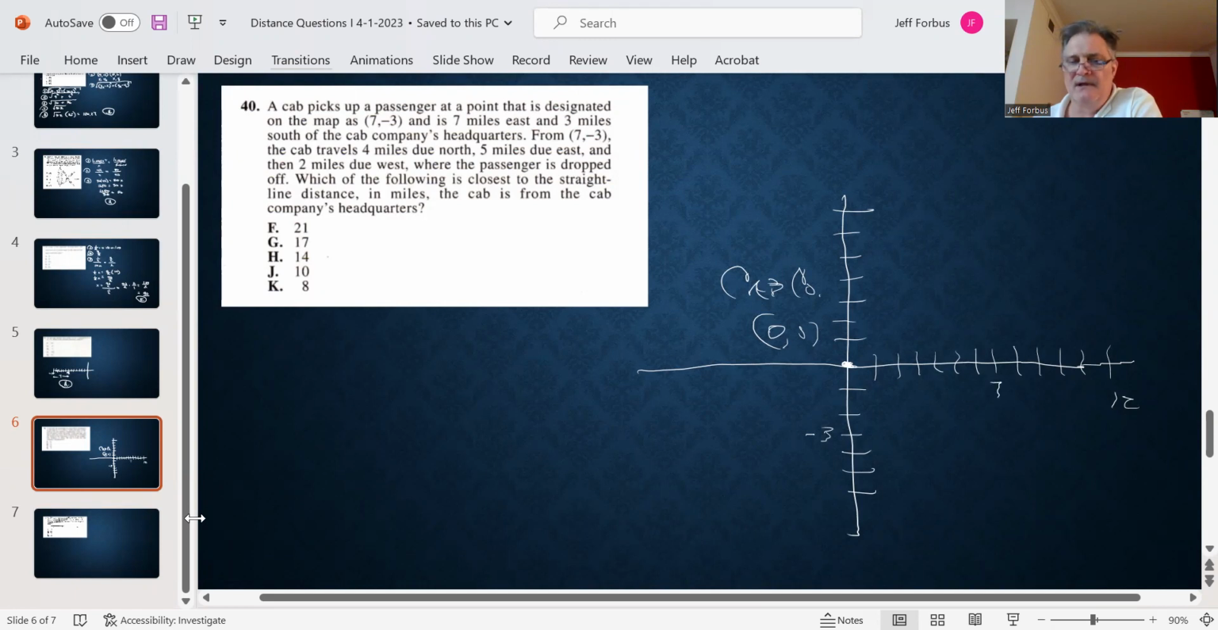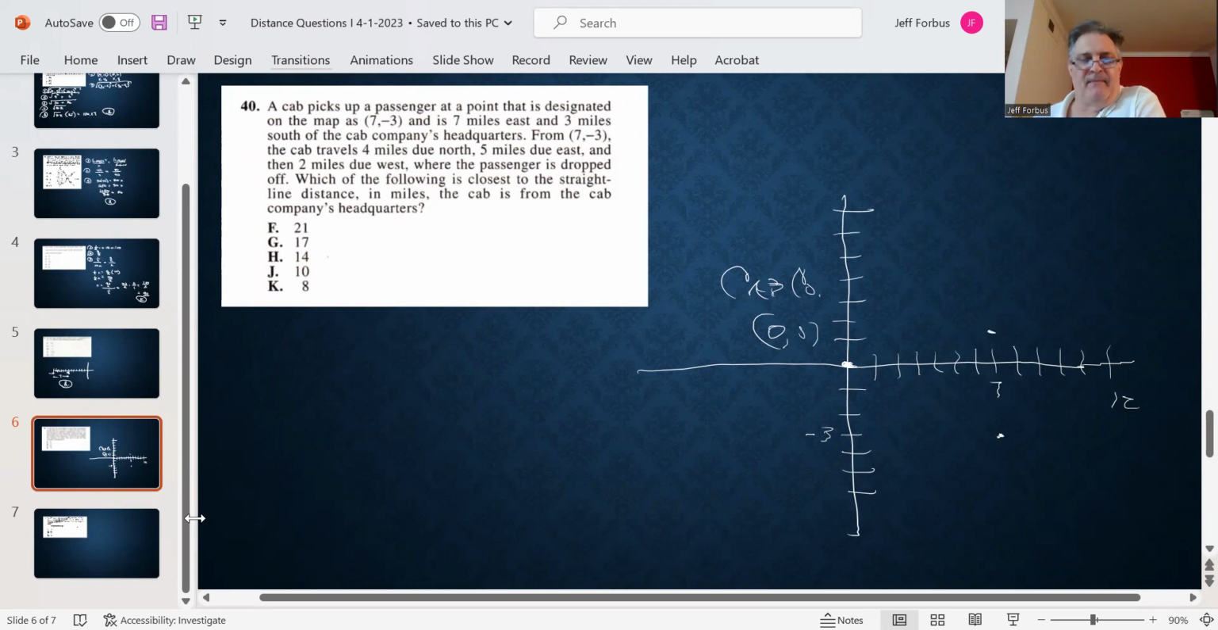There's 7. And -3 will be right about there. That's where we pick them up. And then they say from 7, -3, the cab travels 4 miles due north. So if we go 4 miles due north from that point, we end up at a y value of 7, 1.